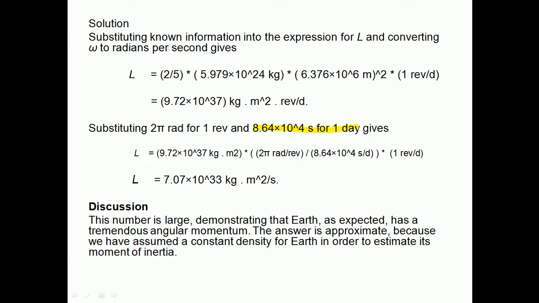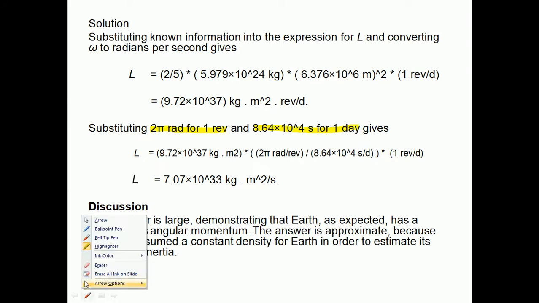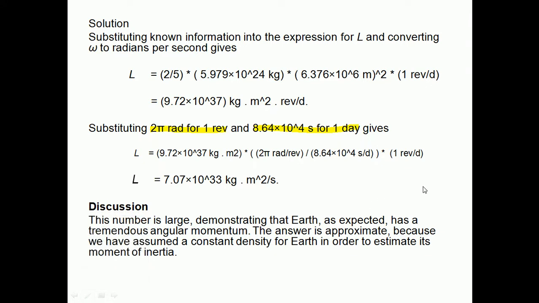One day's seconds are available, and you see that 2π is equal to one revolution. I will come back here and put my arrow on this one also. So we will put the values over here, and all the values are known now. We can put those values and get the answer, equal to 7.07 × 10^33 kilogram meter squared per second.